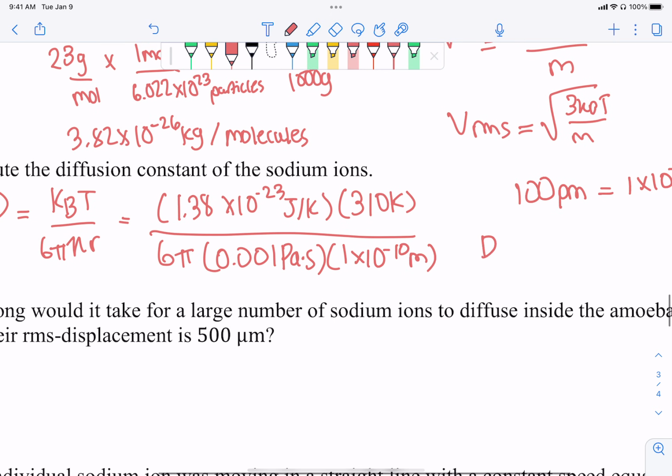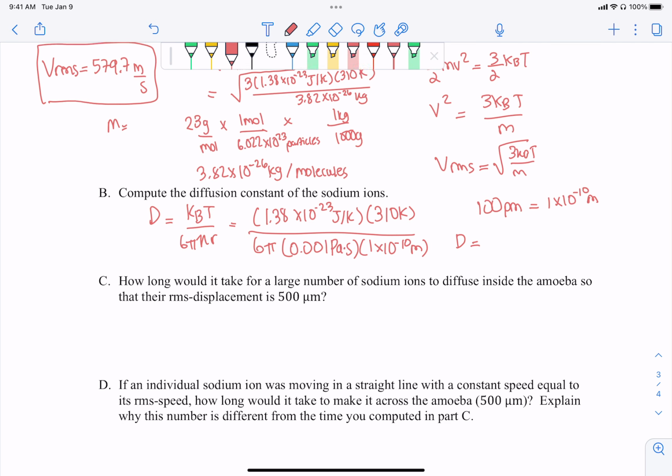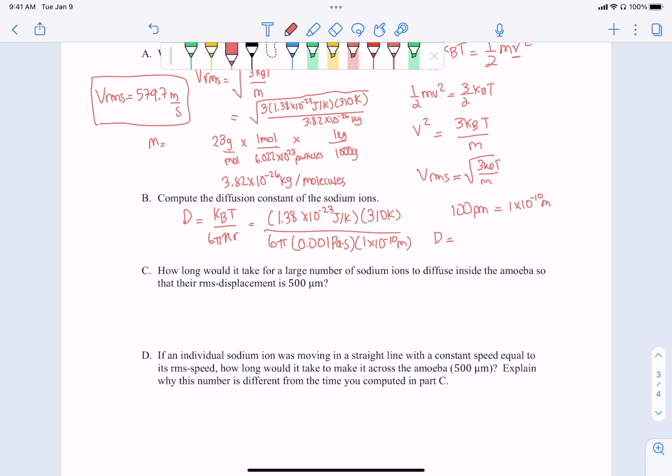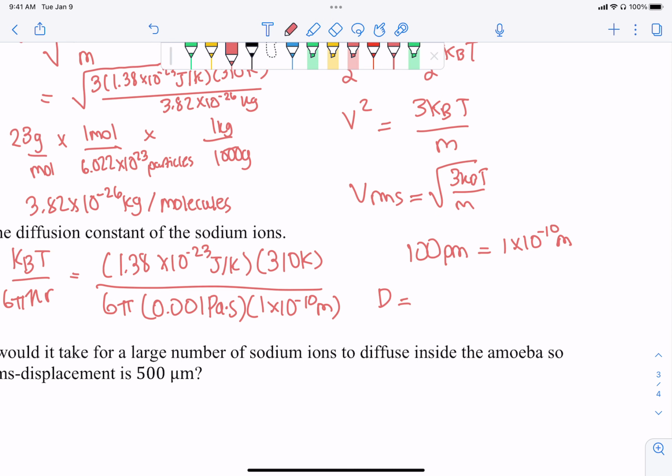And so we should get our diffusion constant to be what? And if anyone's unsure about how I got this, please let me know, and I can explain it real quick.